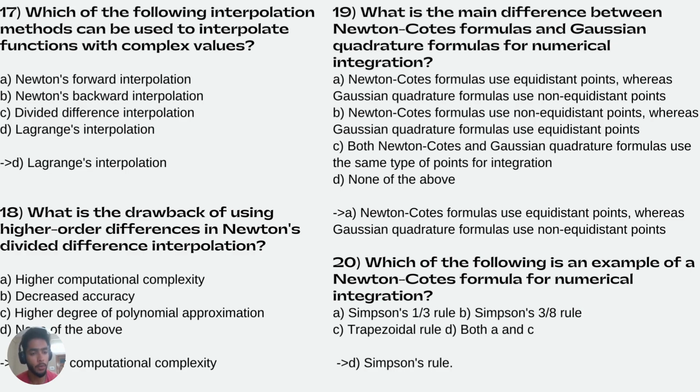What is the drawback of using a high order difference in Newton divided difference interpolation? See, if we use a high order difference in Newton divided interpolation, then definitely the computational complexity is going to increase. It's going to take a lot of memory space, and hence the chances of error are going to be increased drastically. Also, we can lose our precision. So, yeah, going with all of that, C is our answer. Moving on to question number 19.